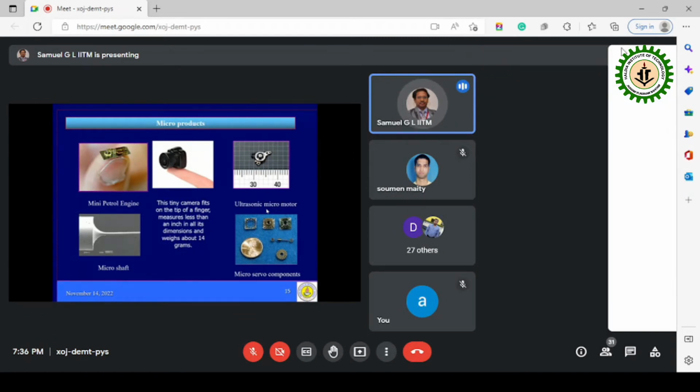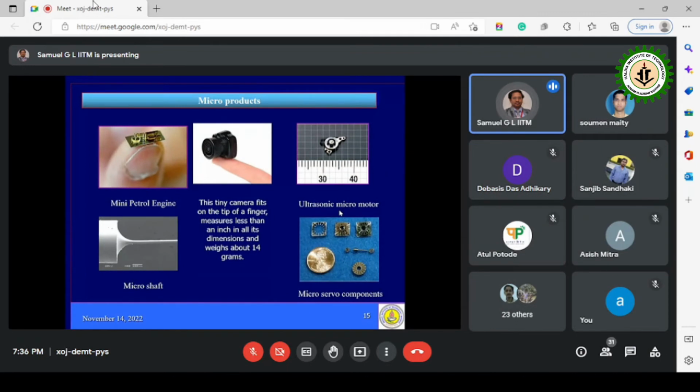But also you can see one of the products here, an interesting product. It is called mini petrol engine. They have made a small petrol engine which you can hold on the fingertips or nail tip, and if you fill a few drops of petrol, it can run for about 10 years. So this is an example of minimum consumption of energy when you use the product.